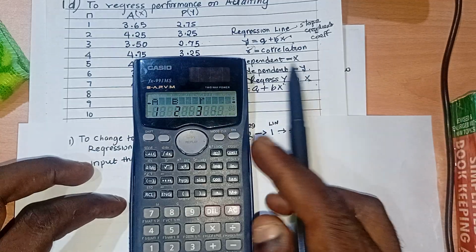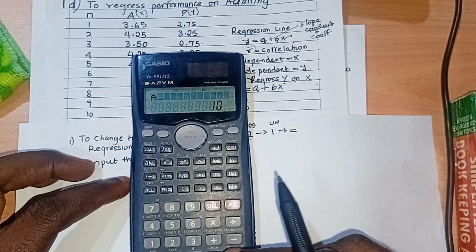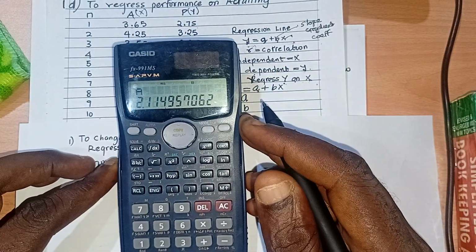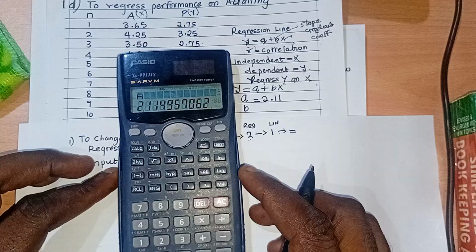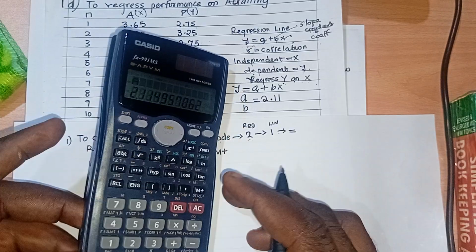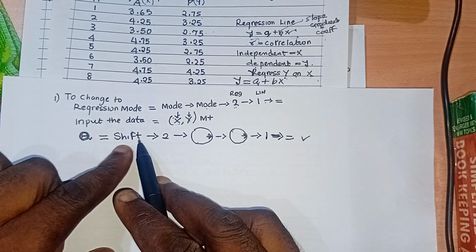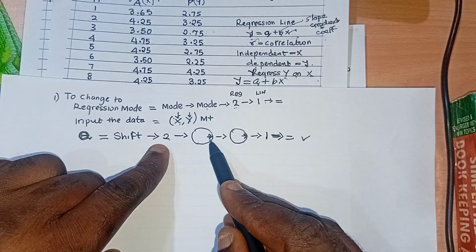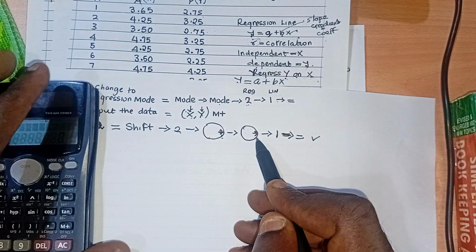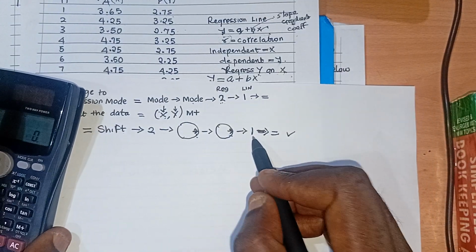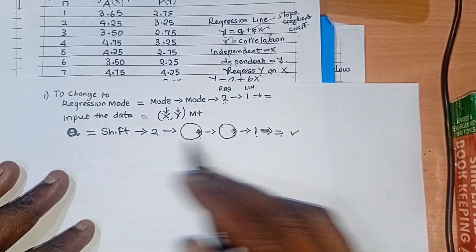And A, like I told you, is the regression constant. So you now press 1, then you press equals to. And what do you have there? That's 2.11. Okay? So to do that, you follow this step. You press shift, then you press 2, then you press the arrow here, you press it again, then you press 1. And lastly, you press equals to. Then it will give you the value of A.